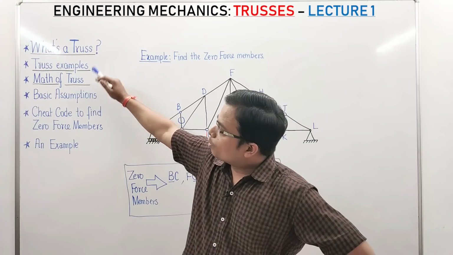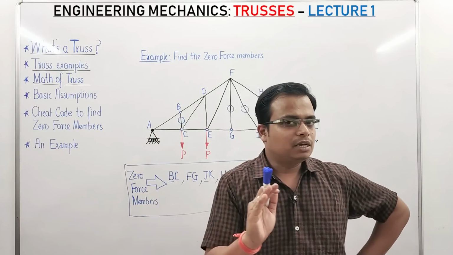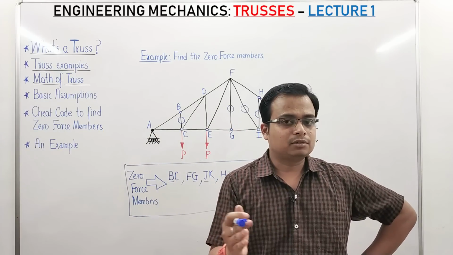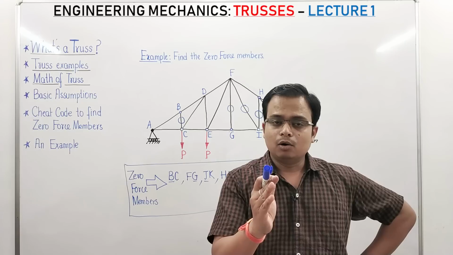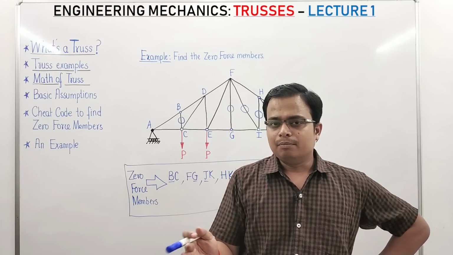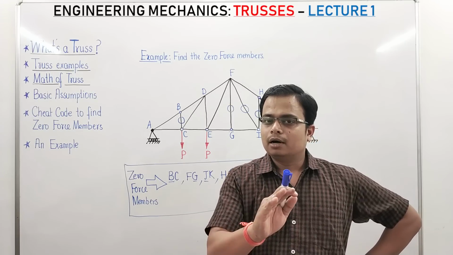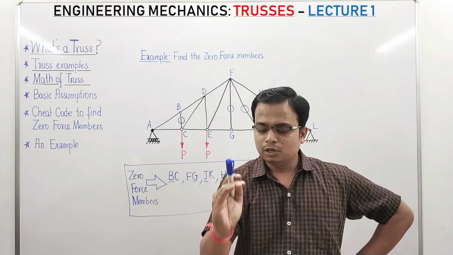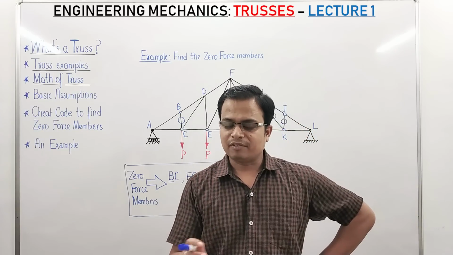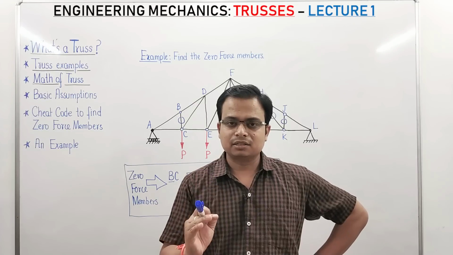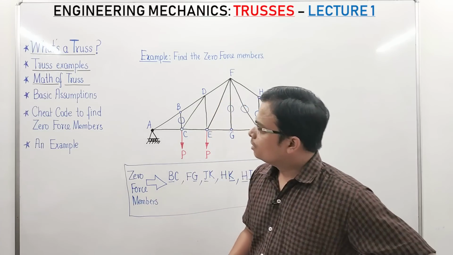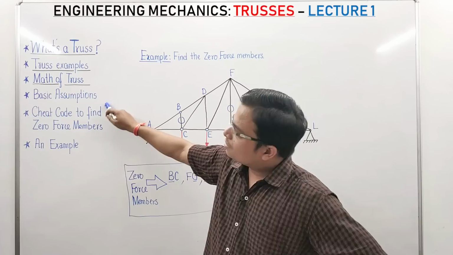Then we spoke about the math of truss. You remember, M plus 3 is equal to 2J, perfect truss. M plus 3 greater than 2J, over rigid truss. And M plus 3 less than 2J, under rigid truss. The initial two options were non-collapsible, but the final option, the under rigid truss, was collapsible, isn't it? Then we learned the basic assumptions.